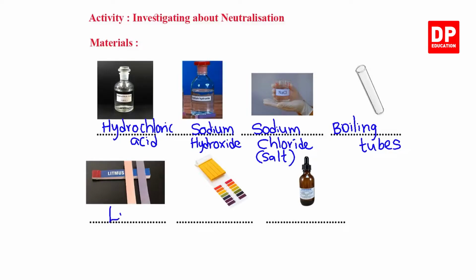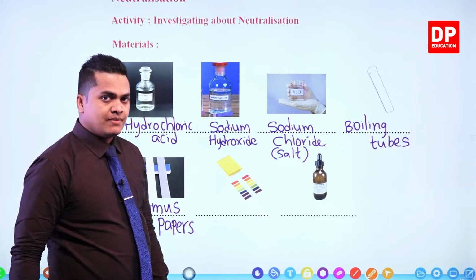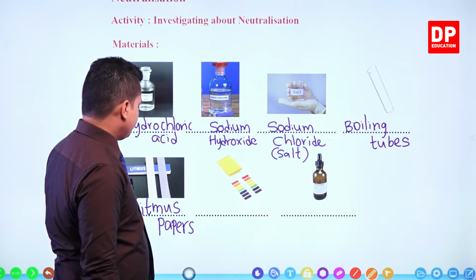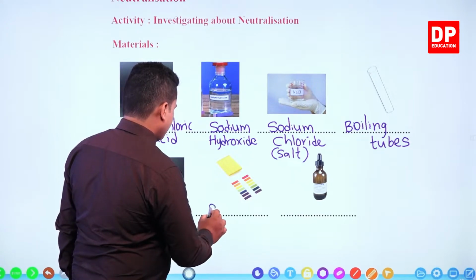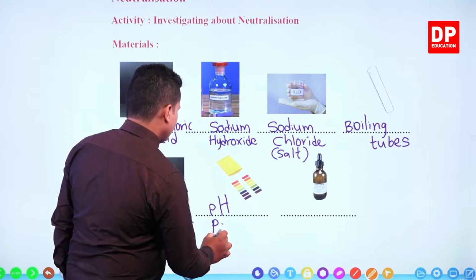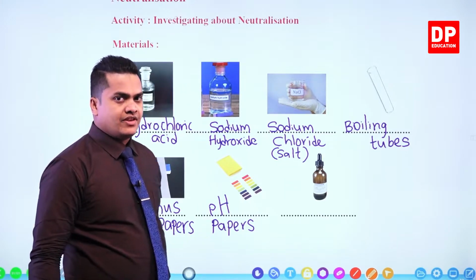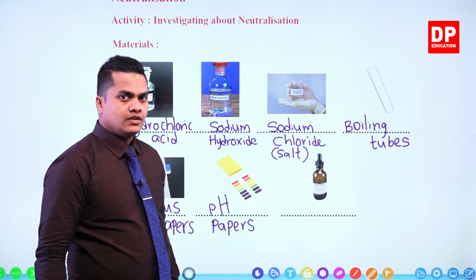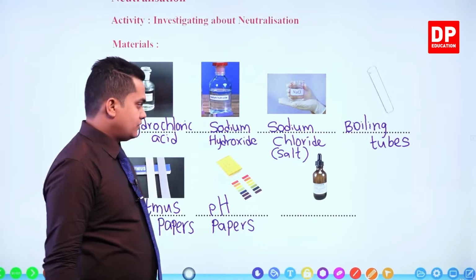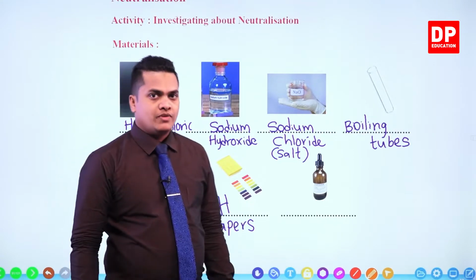Then litmus papers, and pH papers. These are the indicators that we are going to use. We will be needing litmus papers and pH papers.